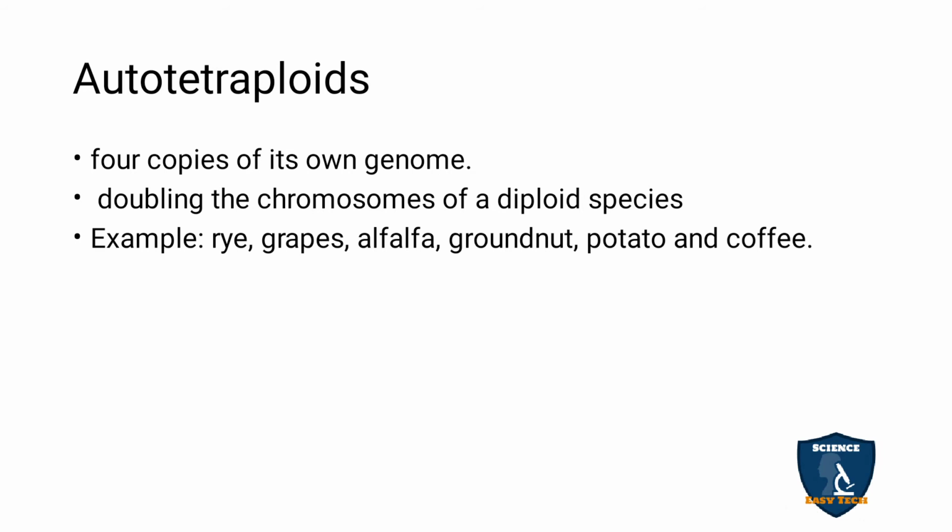Autotetraploids: four copies of chromosomes are added to its own genome. That means doubling of the diploid species. If the species is 2n, 2 into 2, that is 4n, the doubling occurs. Examples are rye, grapes, alfalfa, groundnut, potato and coffee. These are autotetraploids.